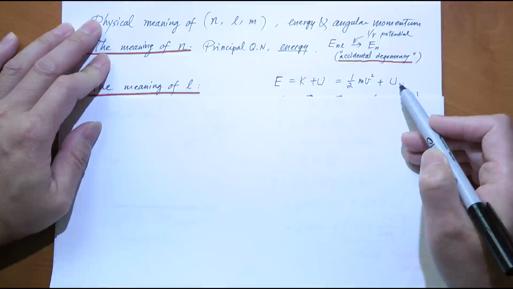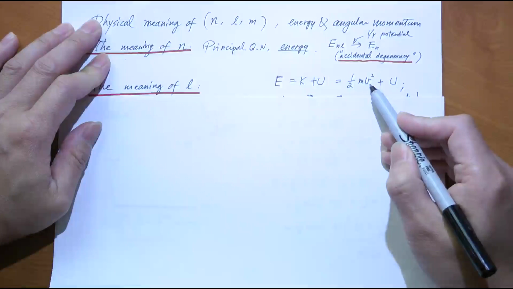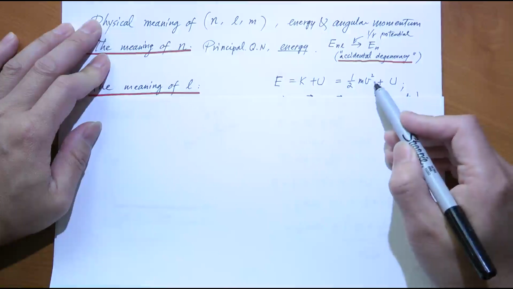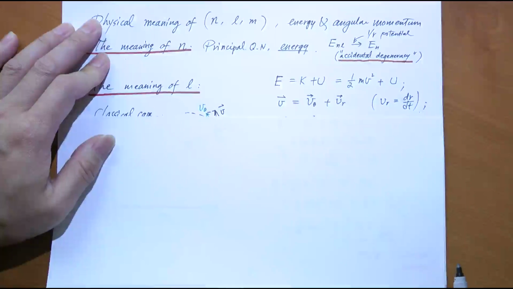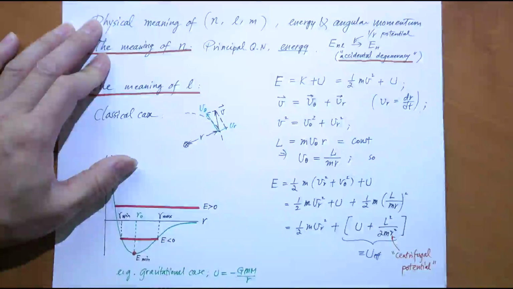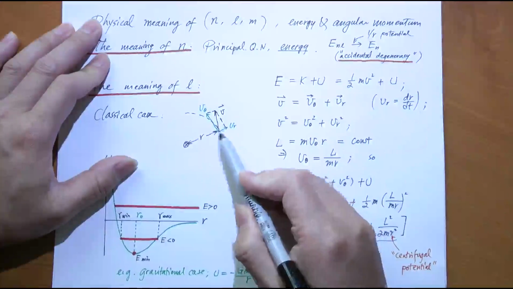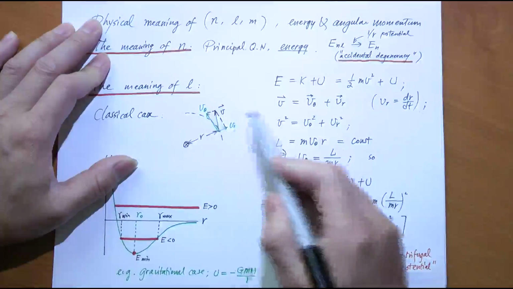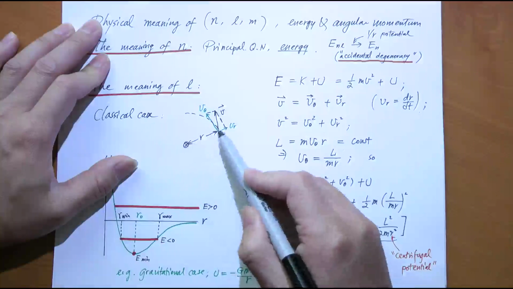U is just the potential energy, a function of the radius r of the orbit, and v squared is the magnitude squared of the velocity. The velocity has two components, so I'm going to divide it into two. One is the radial component, which means the particle goes in and out, in and out. The other is the tangential component, called v theta, which is the component of the velocity perpendicular to the radius r.